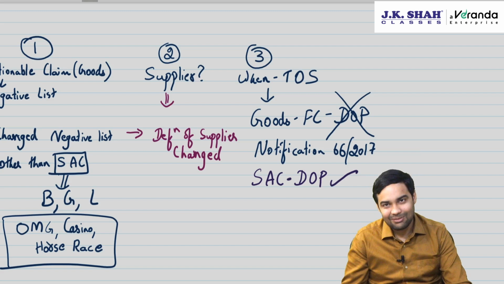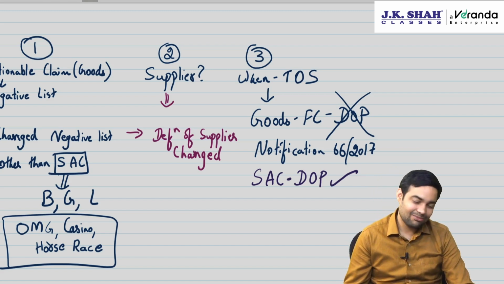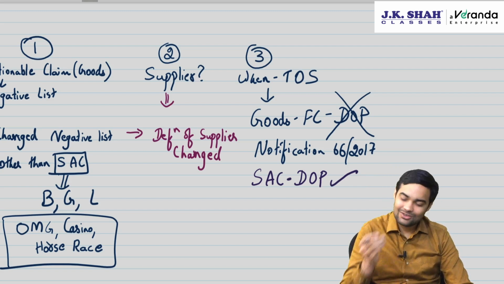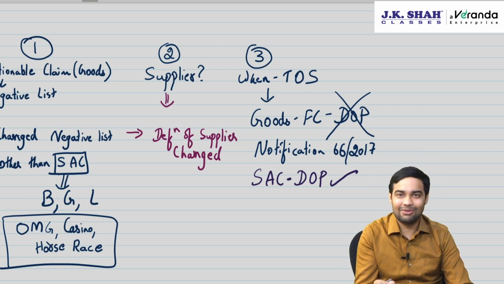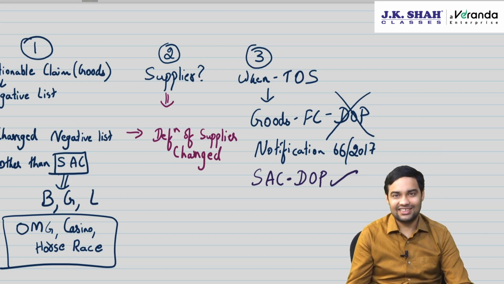And at present, is date of payment applicable for specified actionable claim? The answer is yes. Date of receipt of payment is applicable. So whenever the supplier receives the payment, based on that day, he has to discharge the GST.